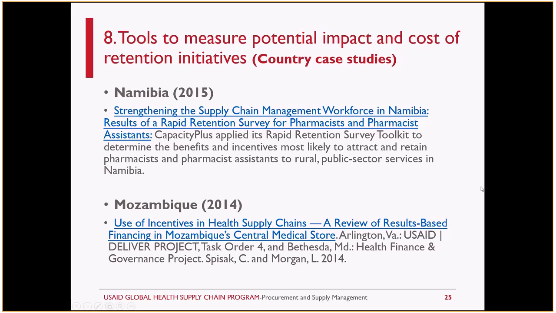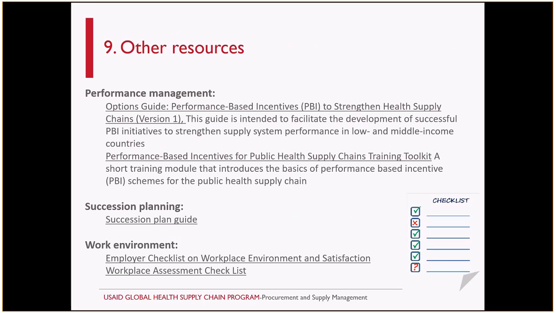Lots of discussions about incentives and performance-based incentives and results-based incentives. This particular publication from the USAID DELIVER Project is a very interesting case study of how this approach was used in Mozambique and the results from that country's supply chain. Further, I just wanted to note a range of other tools. There's the options guide and the performance-based incentive toolkit. Both give you step-by-step approaches for performance-based incentives. Both of those are based around finance.